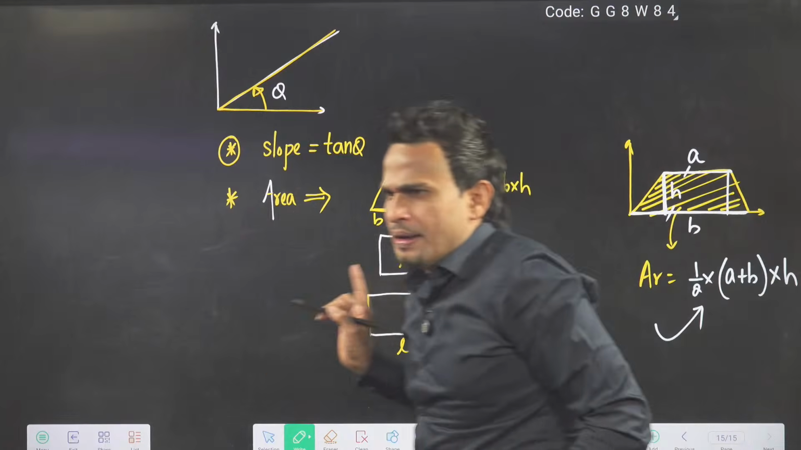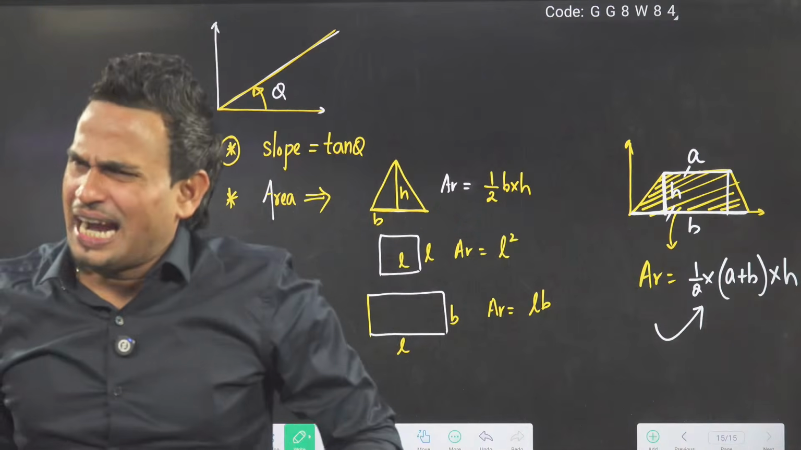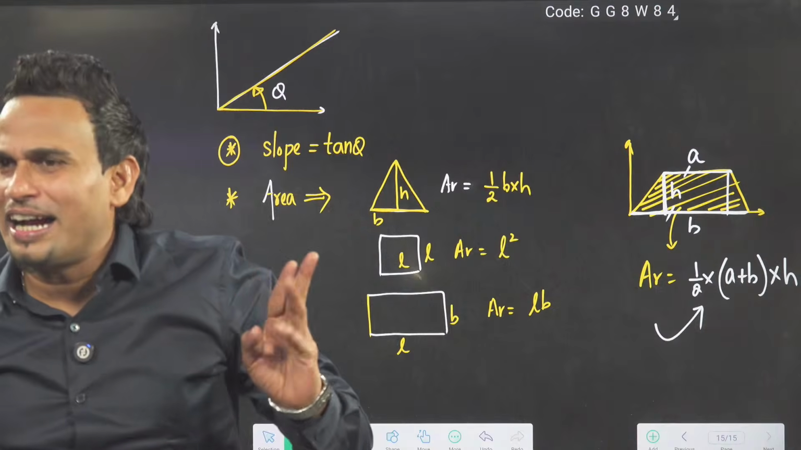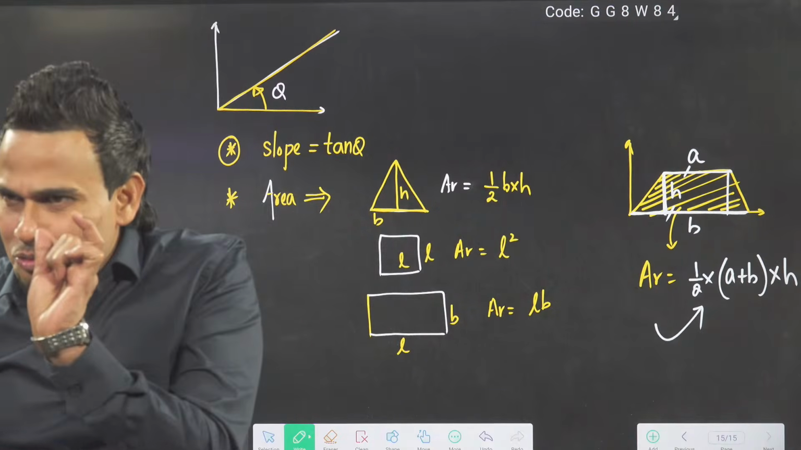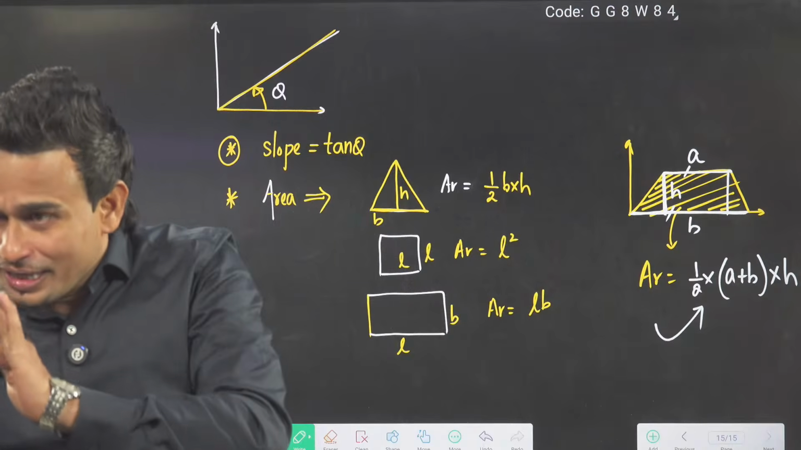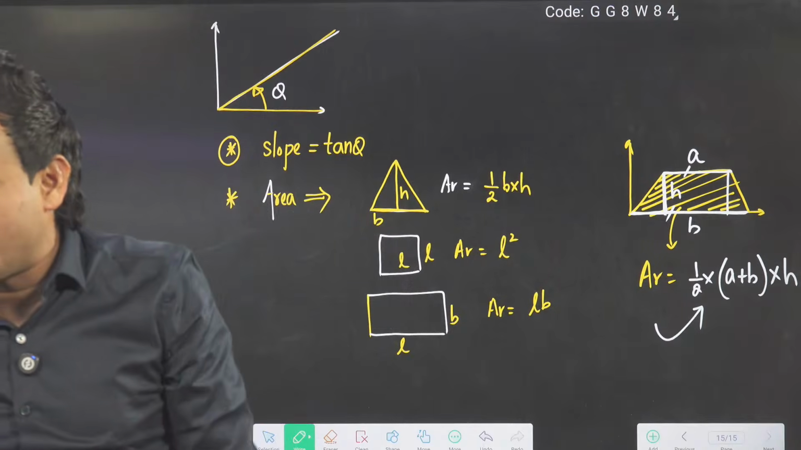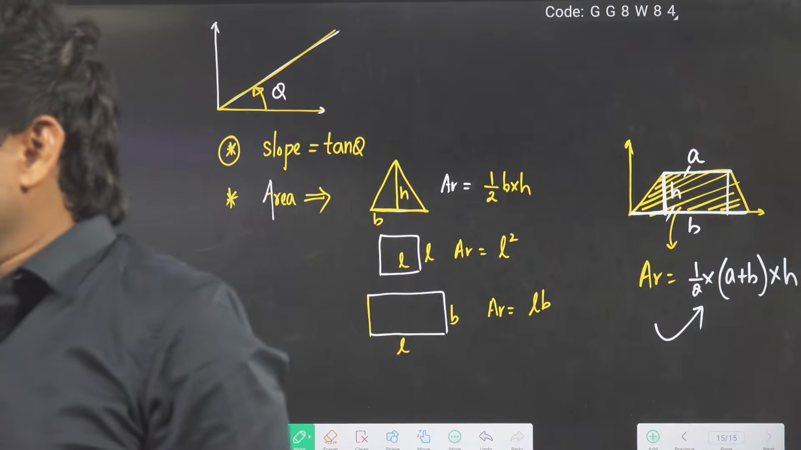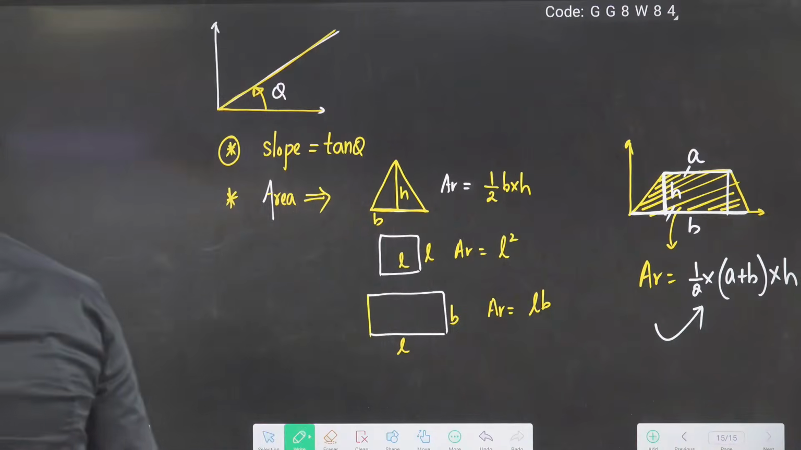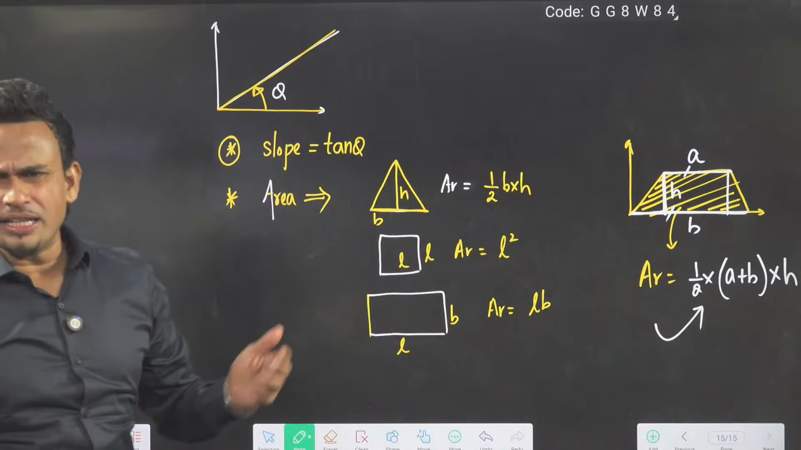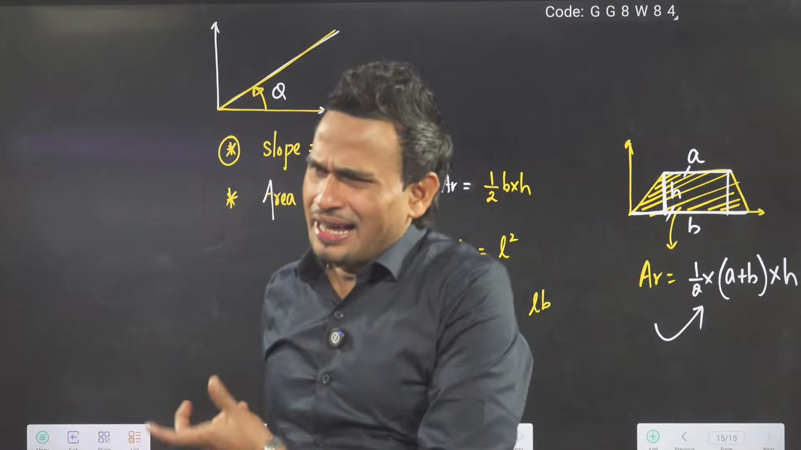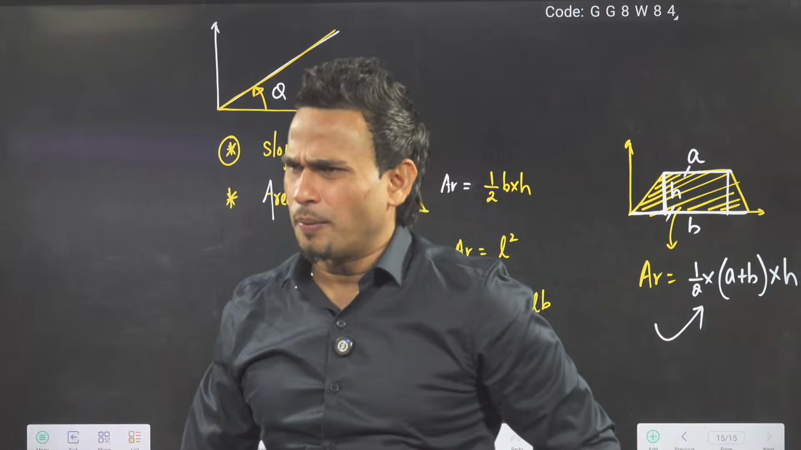My advice is to use the formula directly, because dividing into triangle and rectangle takes time. Every time you have to see base and height, it takes time. Better to directly use the area of a trapezium: half into sum of parallel sides into height. Otherwise, if you are comfortable with dividing into triangle, rectangle, then again triangle, that's fine, no problem.